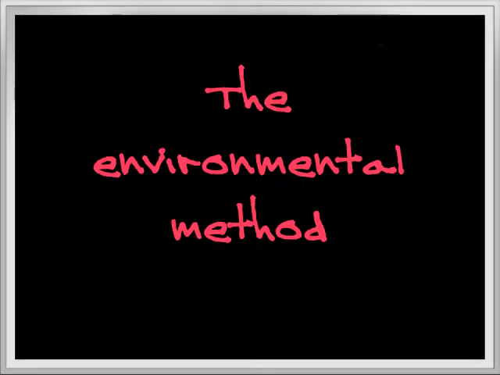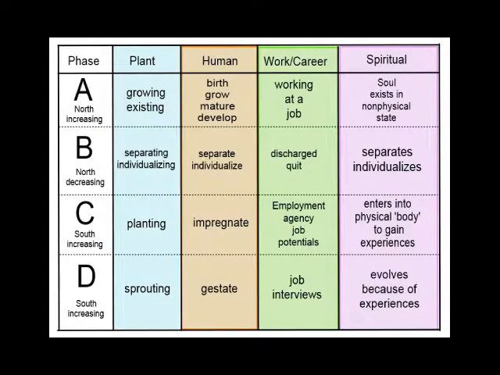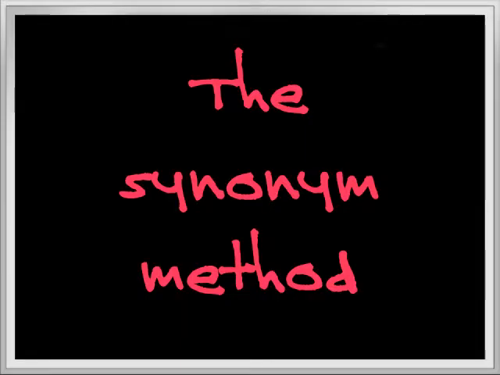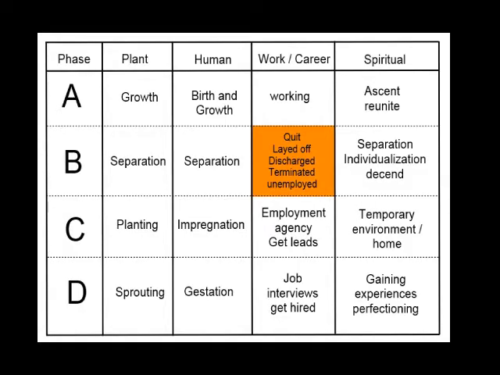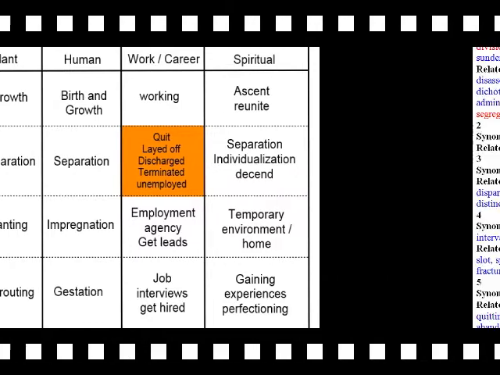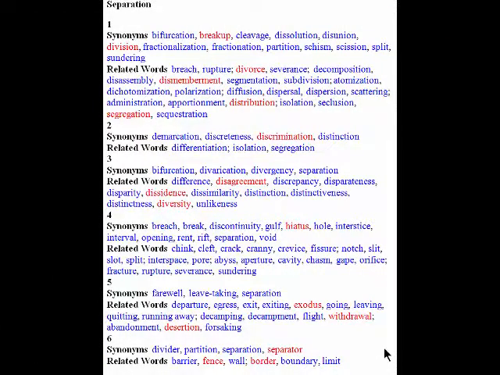Summarizing our first method, we can create new vocabulary by relating the various declination phases to different environments. Next is the synonym method. If you look at B and work career, we have all these different meanings for separation. We have quit, laid off, discharged, terminated, unemployed. In other words, we have synonyms. And synonyms is a wonderful way to increase the vocabulary. Let me show you. Here are synonyms and related words of the word separation.